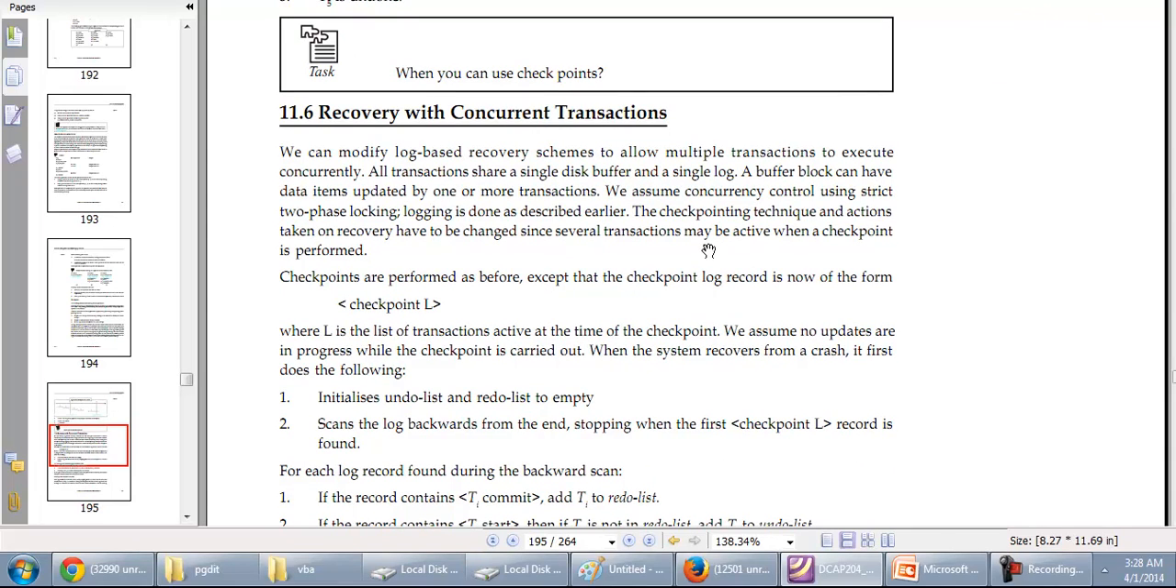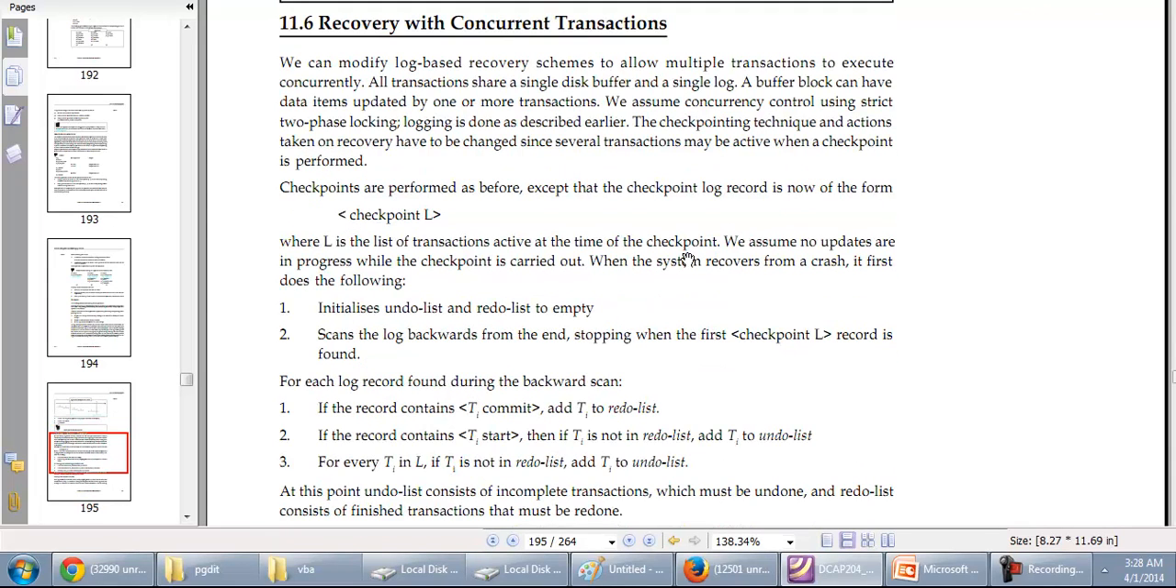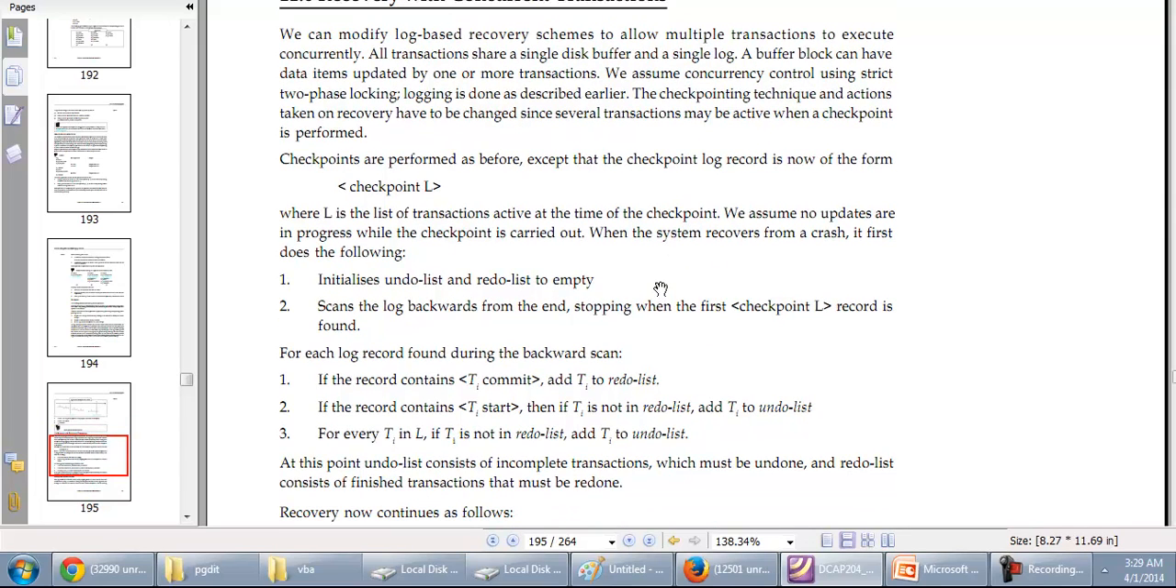Recovery with concurrent transactions. We can modify the log-based recovery to allow multiple transactions to execute concurrently. All transactions share a single disk buffer and a single log. The buffer block can have data items updated by one or more transactions. For maximum concurrency we use strict two-phase locking, and logging is done as described earlier. The checkpoint actions performed on recovery have to be changed since several transactions may be active at checkpoint.